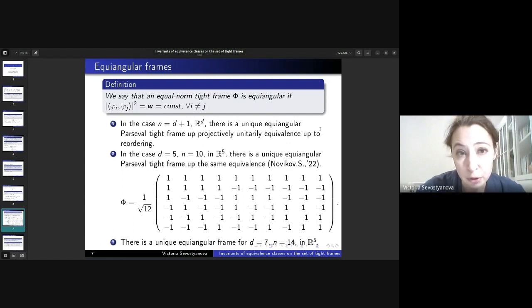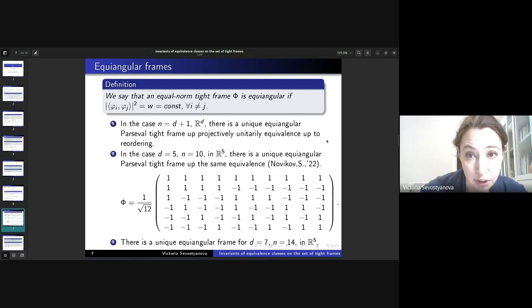What about equivalence to reordering? It means that the vectors of the frame are considered up to an arrangement in the set of frame vectors.